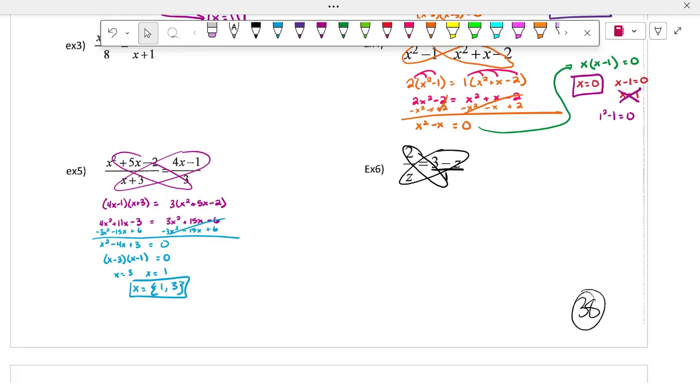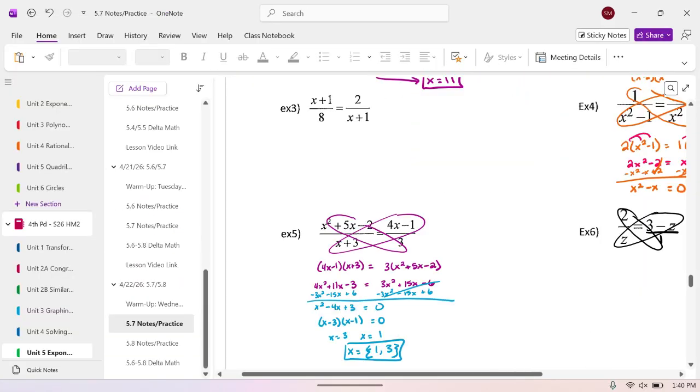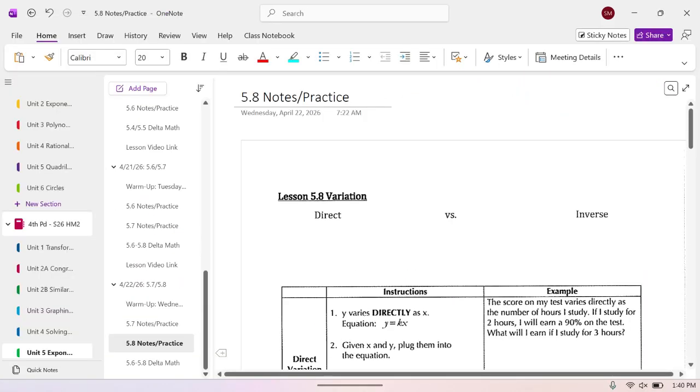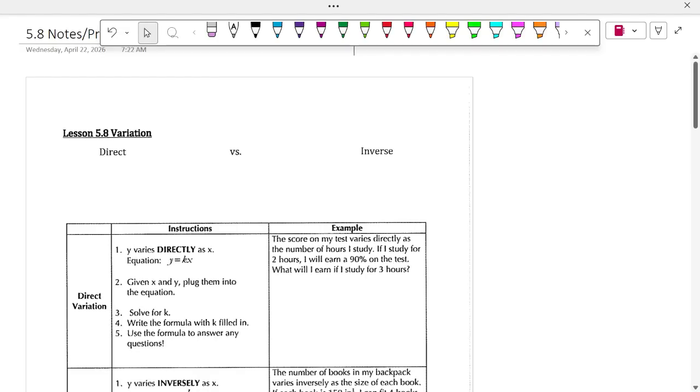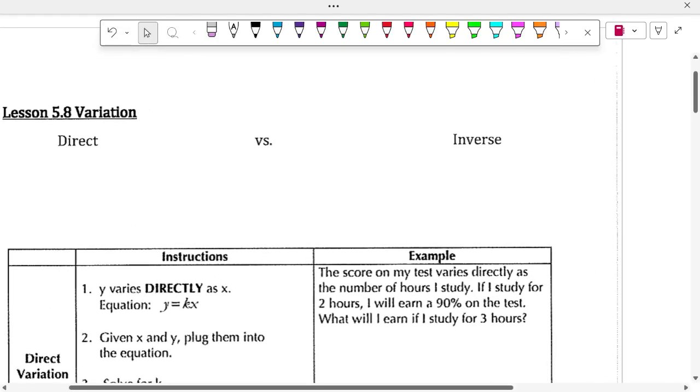All right. Last thing, 5.8. So this is direct and inverse variation. And again, it's really easy. It's just a formula. We already did 5.7.